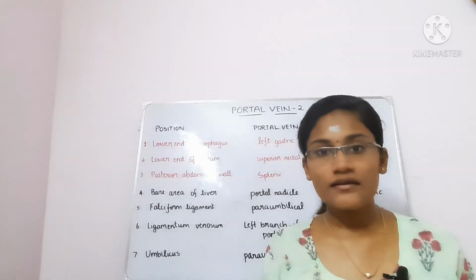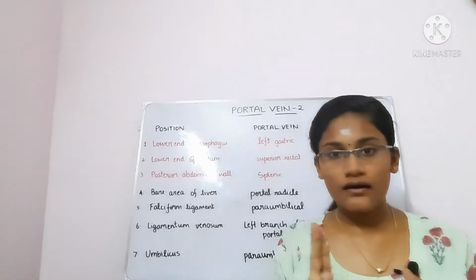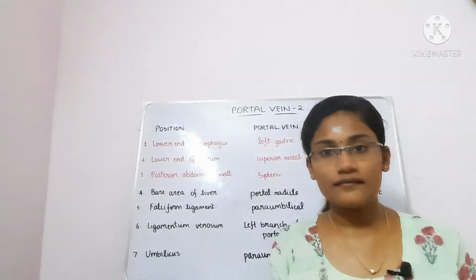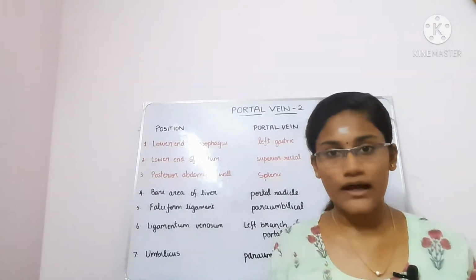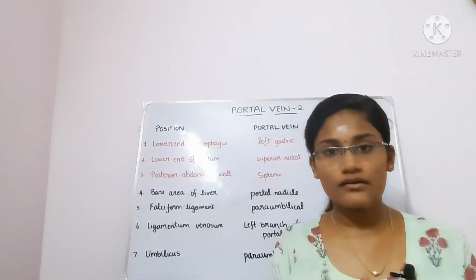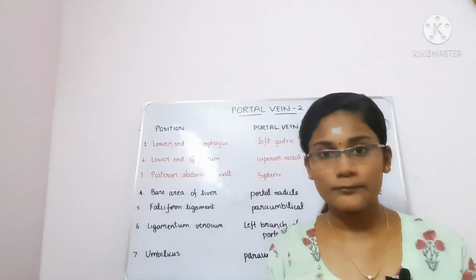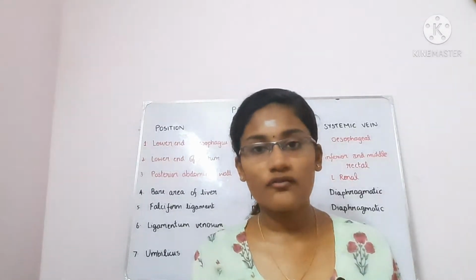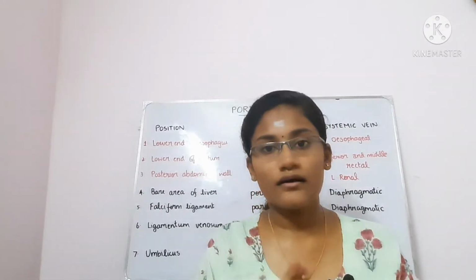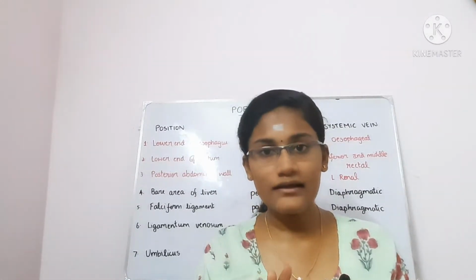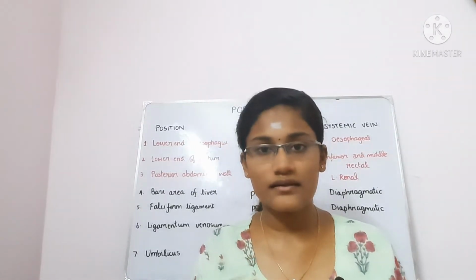Now the reasons for portal hypertension are cirrhosis of liver, Banti's disease, and thrombosis of the portal vein. There are three reasons for portal hypertension. Some symptoms of portal hypertension are the caput medusae, ascites, splenomegaly, hemorrhoids, and formation of esophageal varices.